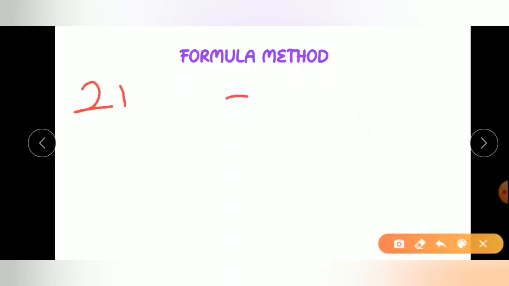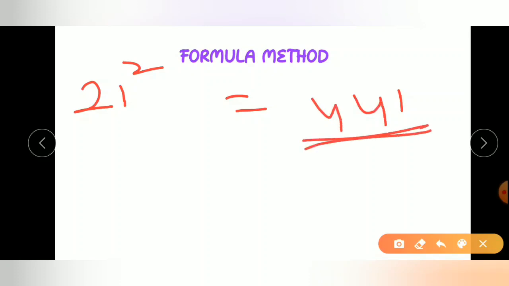Let's do one more. Square of 21. Square of 1 is 1, no carry over, no problem. By multiplying 2, 1 and 2, it becomes 4. We have to write 4 here, no carry over, no problem. Square of 2 is 4, write here 4. This is the answer, 441.